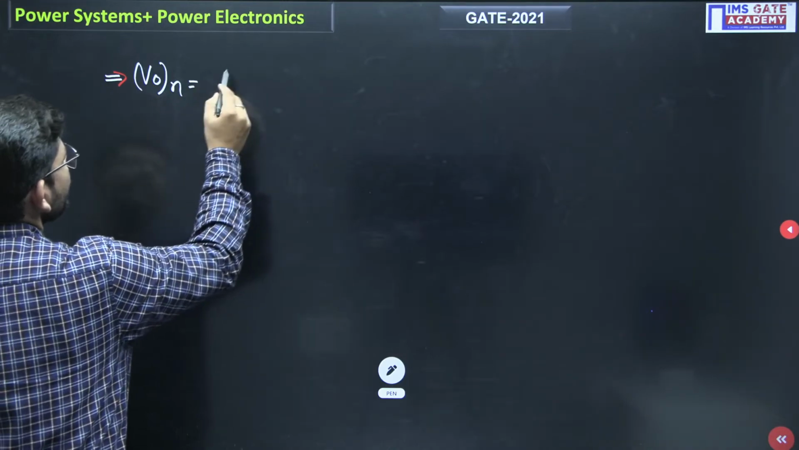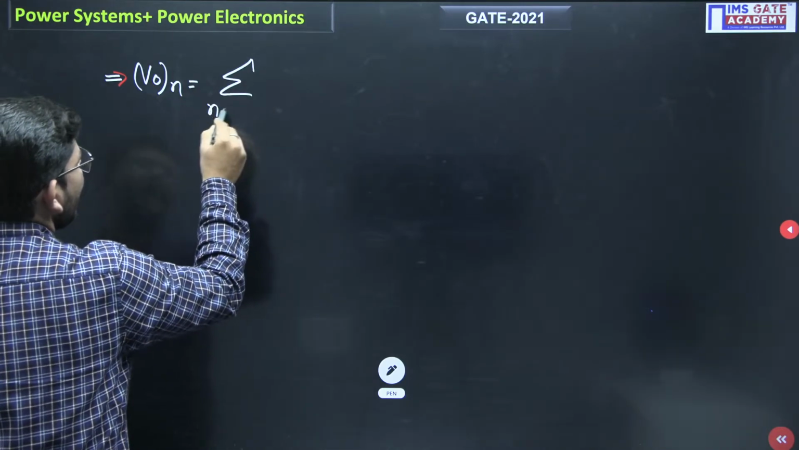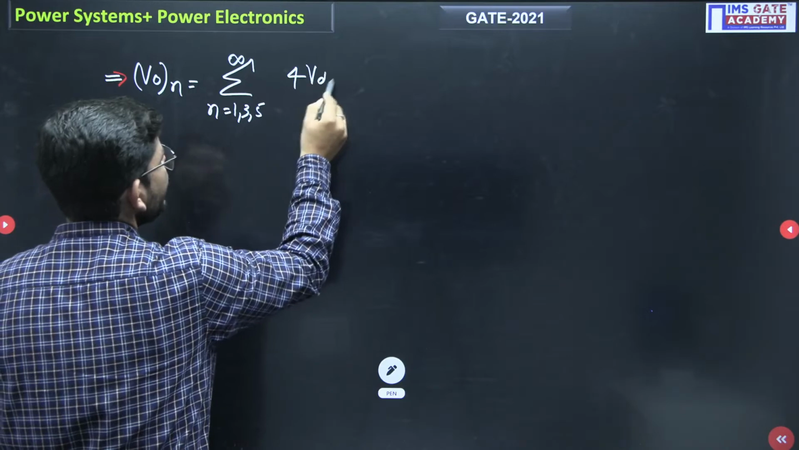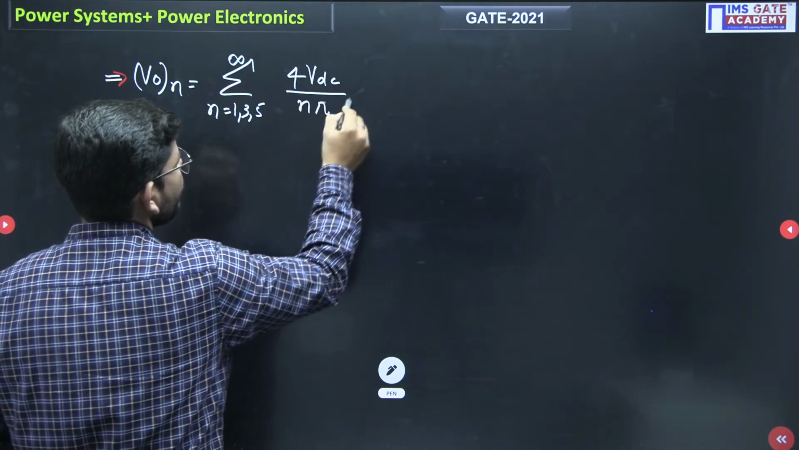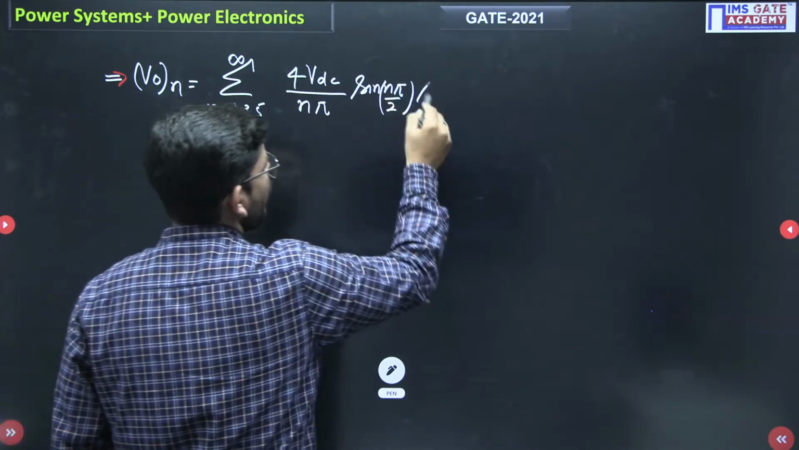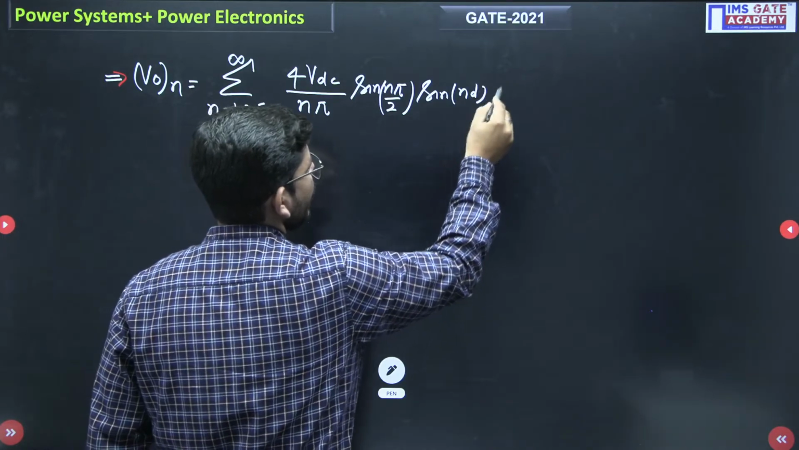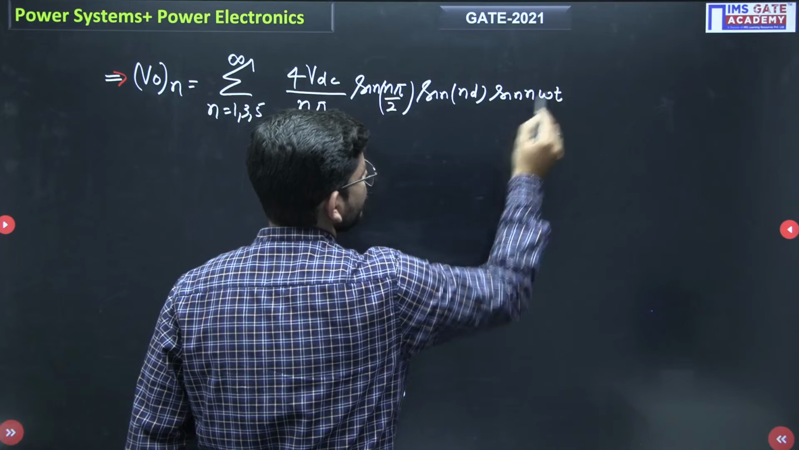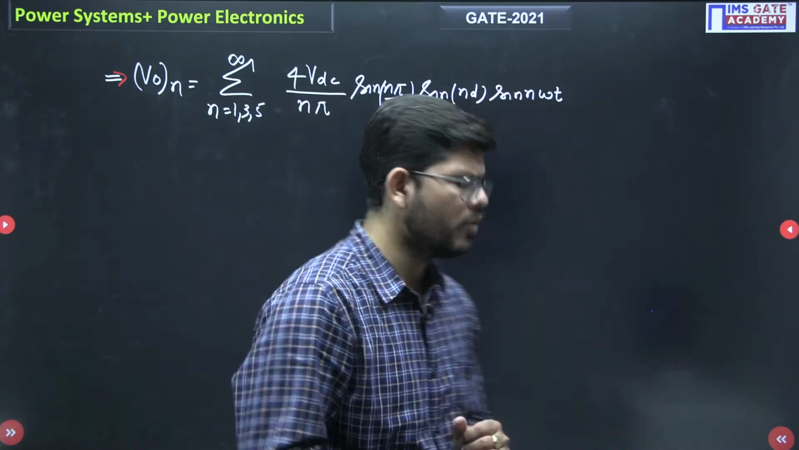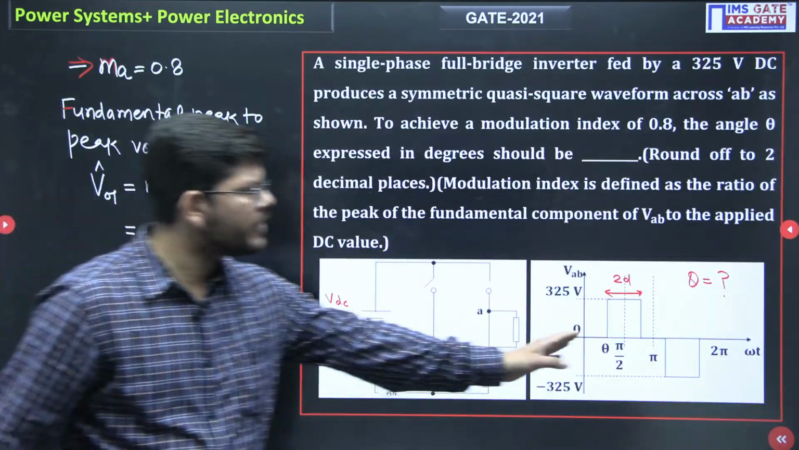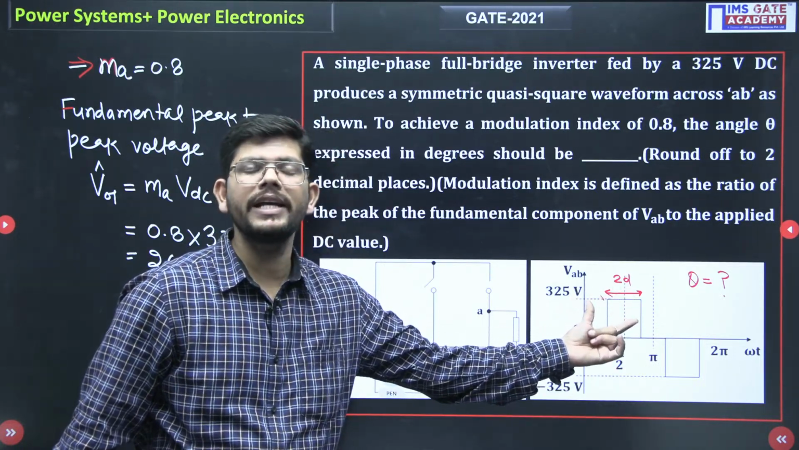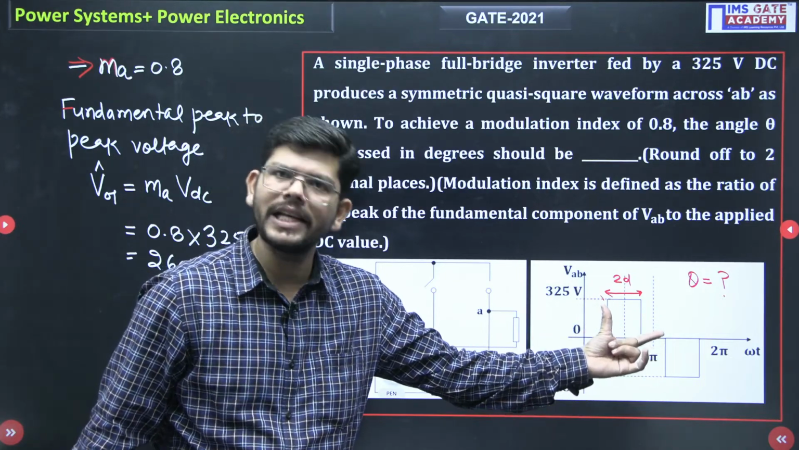The output voltage Fourier series will be the summation for n equals 1, 3, 5 to infinity of 4 VDC divided by n pi, sine of n pi by 2, sine of n d, and sine of n omega t. So this is the Fourier series expression for the output voltage in case we are having a quasi square wave type of output voltage, which we are getting here. What is d? You know that 2d is the width of this output voltage that we are getting in each half cycle. Is that clear to everyone?